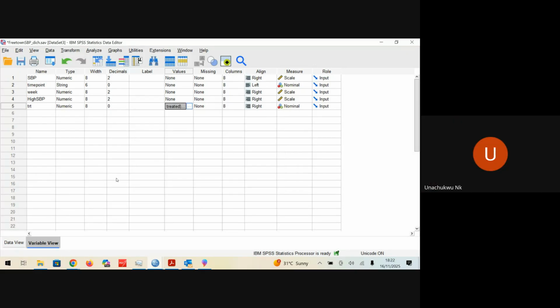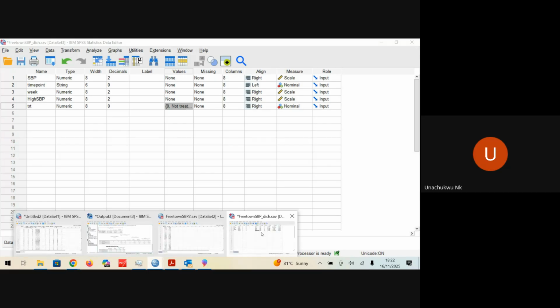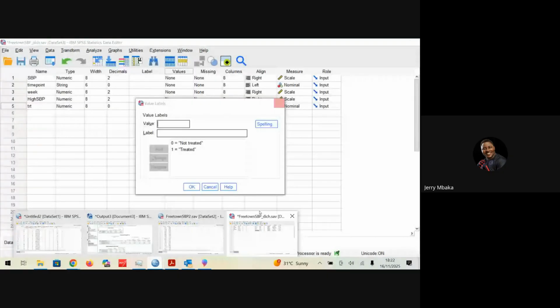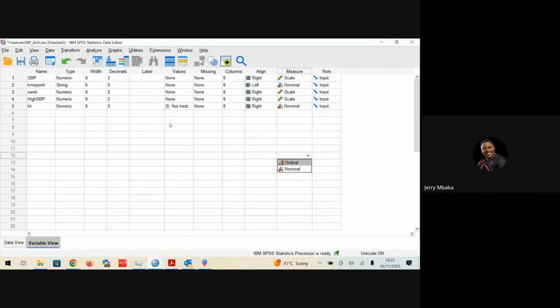Okay. Does that make sense? Yeah, okay. Sorry, one more question. This label under your variable view, what is it for?